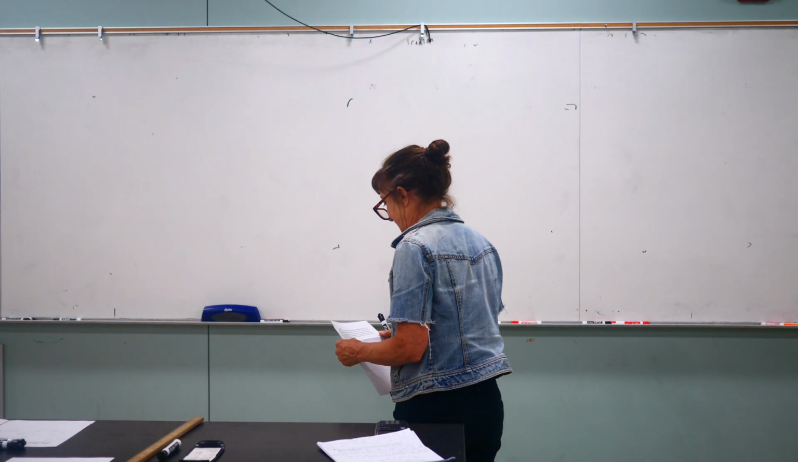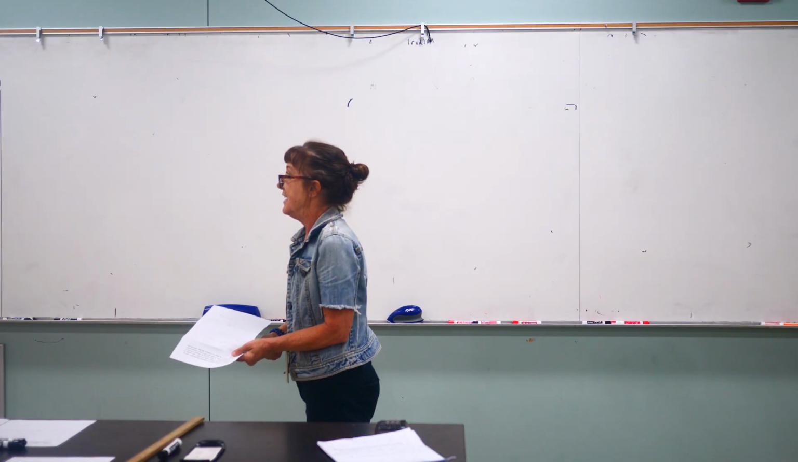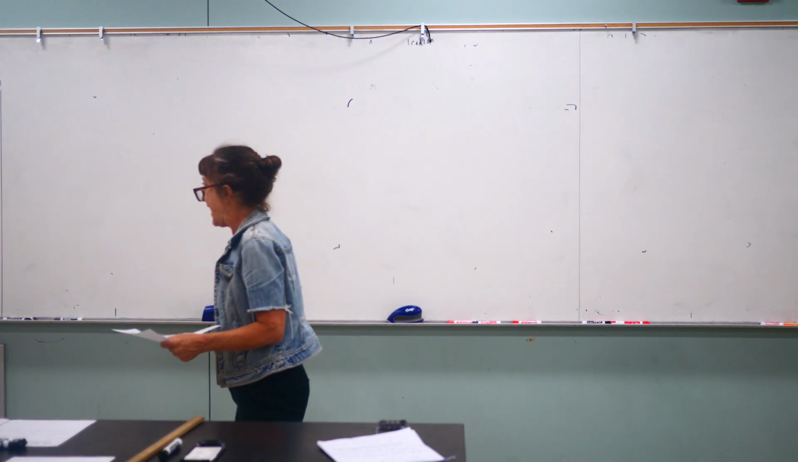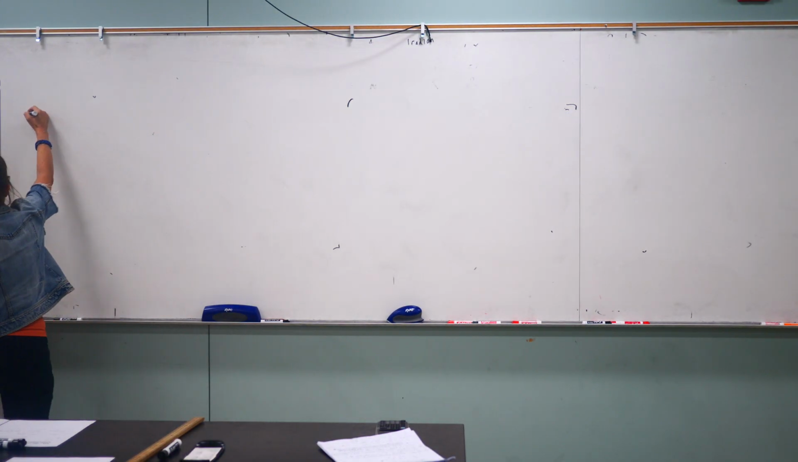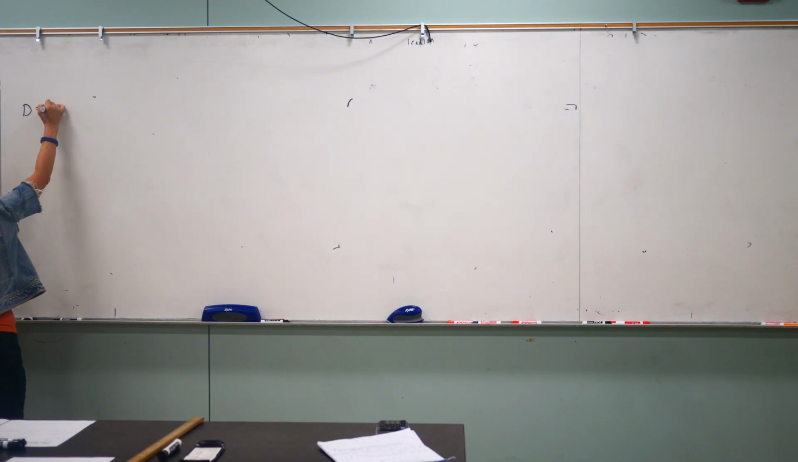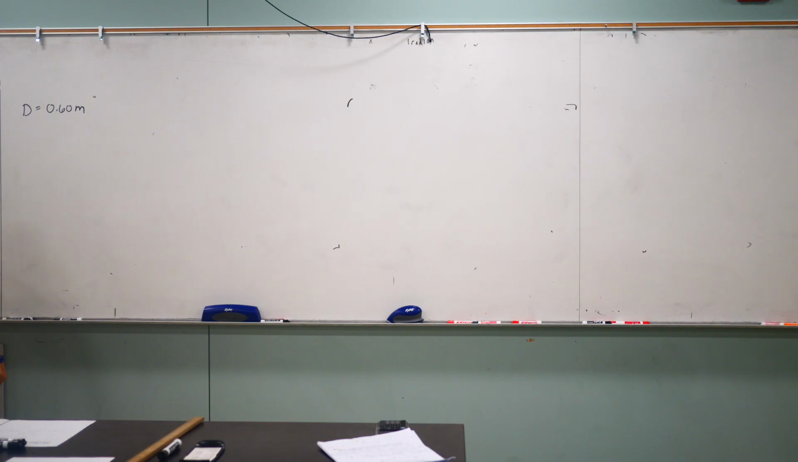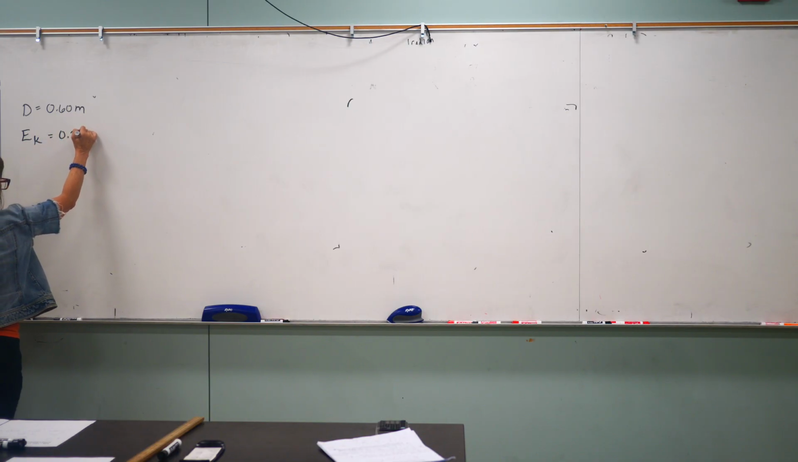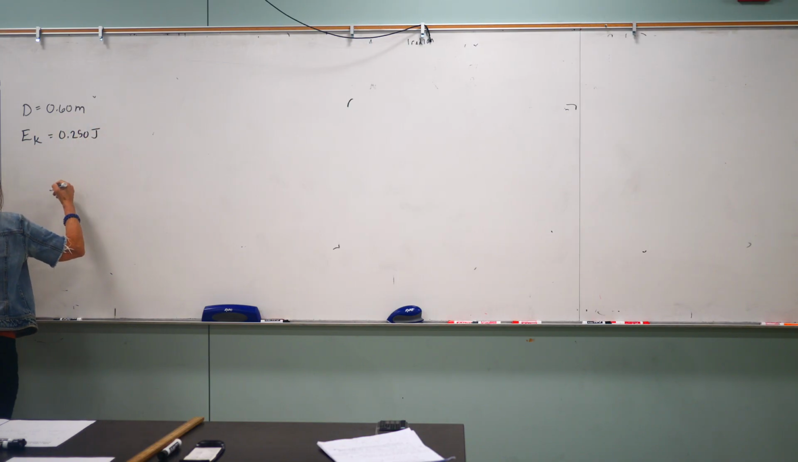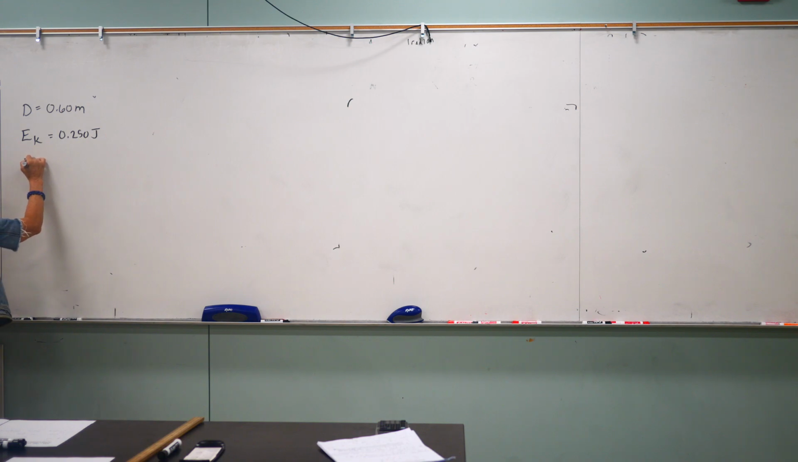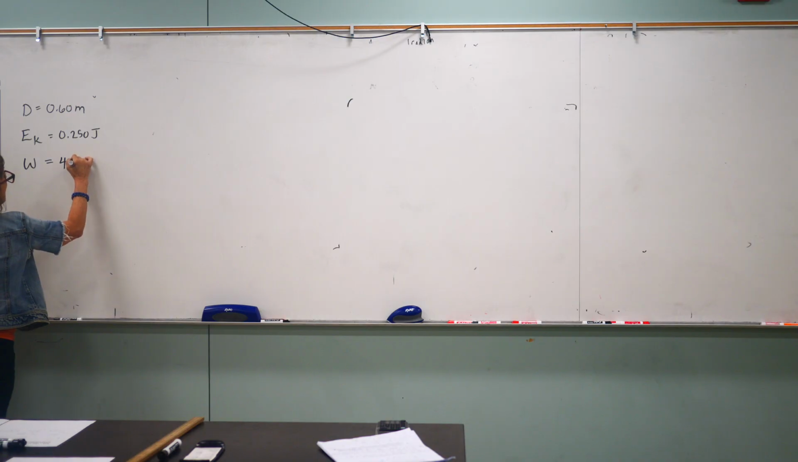All right, this is problem 940, and it says you need to design an industrial turntable that is 60 centimeters in diameter. So let's go ahead and say D equals 0.60 meters, and it has a kinetic energy, E_K, of 0.250 joules when turning at 45 RPM. So omega is 45 RPM.